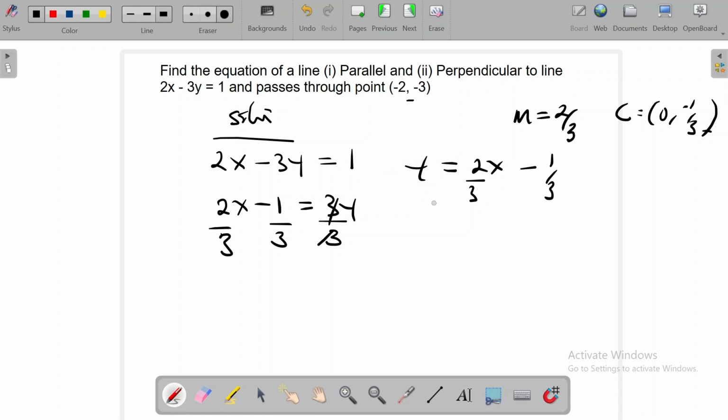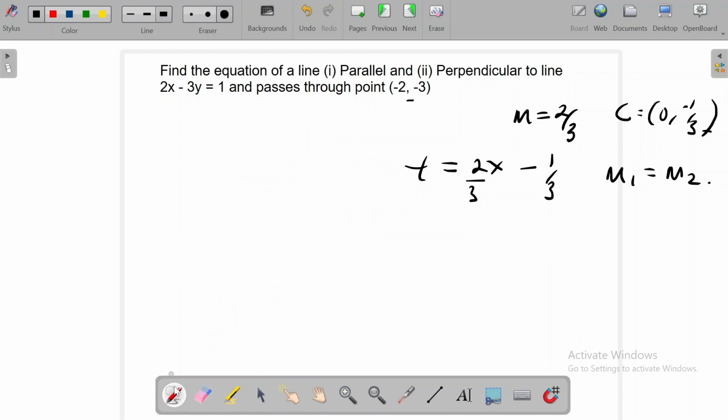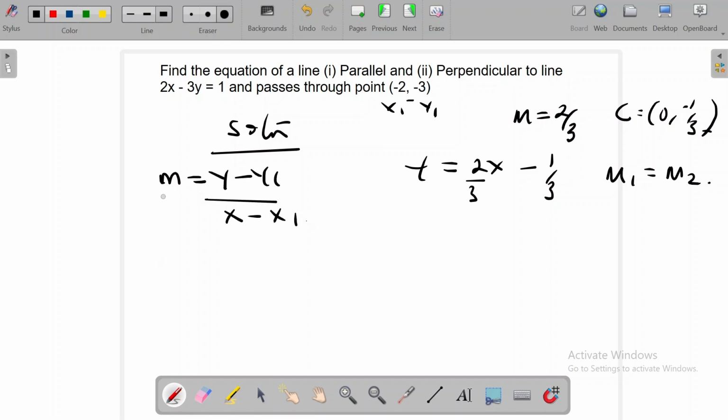So now the question says, find the equation of a line parallel and perpendicular. If it is parallel, in this case, m1 should be equal to what? m2. I would not be wrong to say, for the one-point form, let's call this x1 and also y1. I can simply say the slope, which is m, is equal to y minus y1 over x minus x1. So what is the slope in this case? It is 2 over 3.